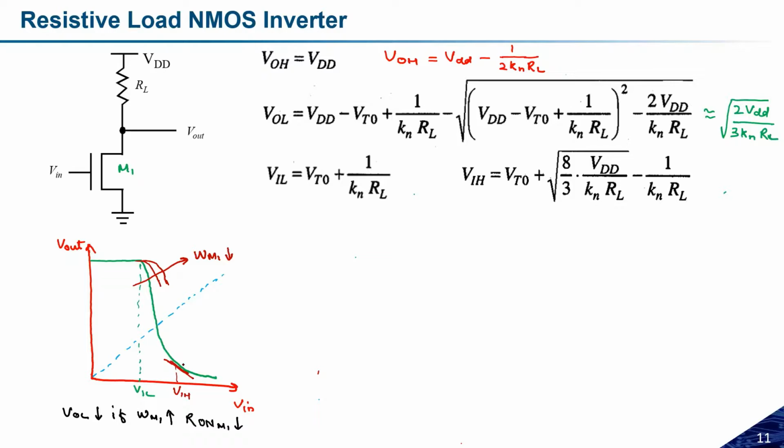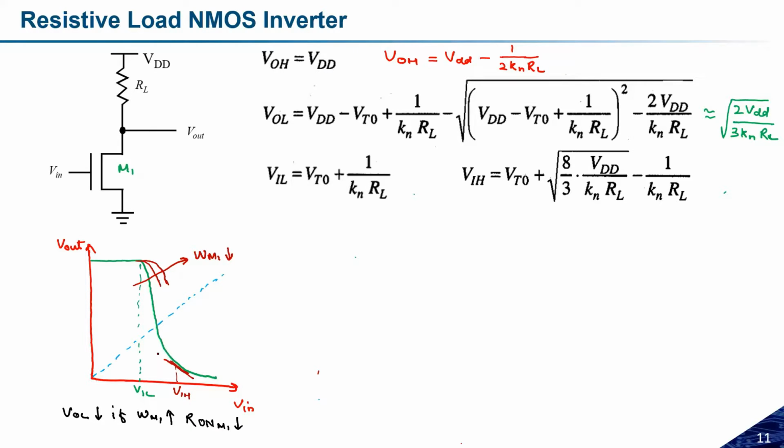Can you repeat the scenario again? The scenario is, if I'm increasing the size of M1, in that case, what is the value of this VIH? Where will it shift? It will shift here or it will shift here? In which direction will the VIH shift?